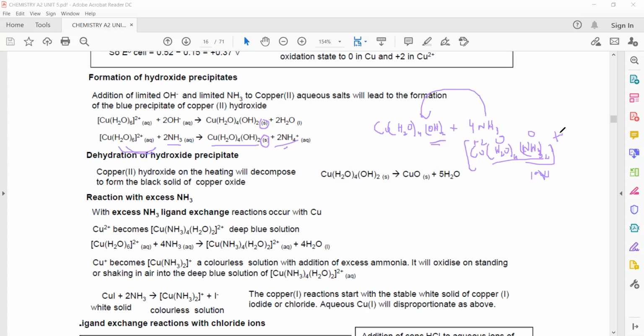In case of sodium hydroxide, when we add an excess, it's not able to remove the water molecule or exchange the ligand, so it does not dissolve. But in case of aqueous ammonia, adding an excess, the precipitate dissolves because of ligand exchange.